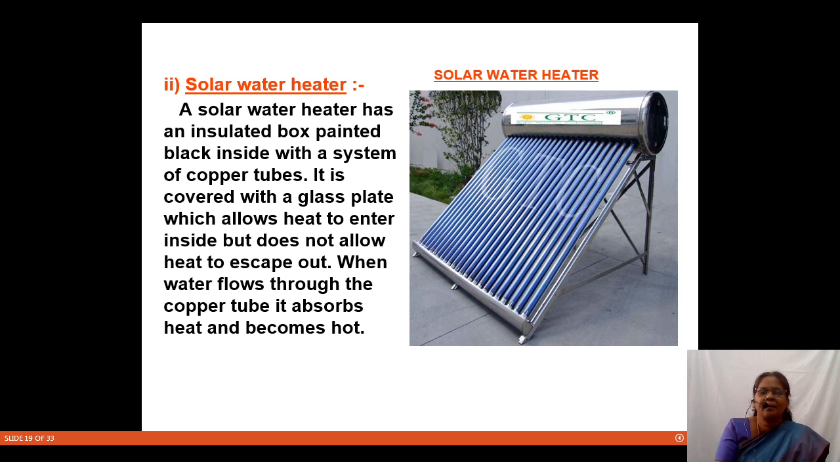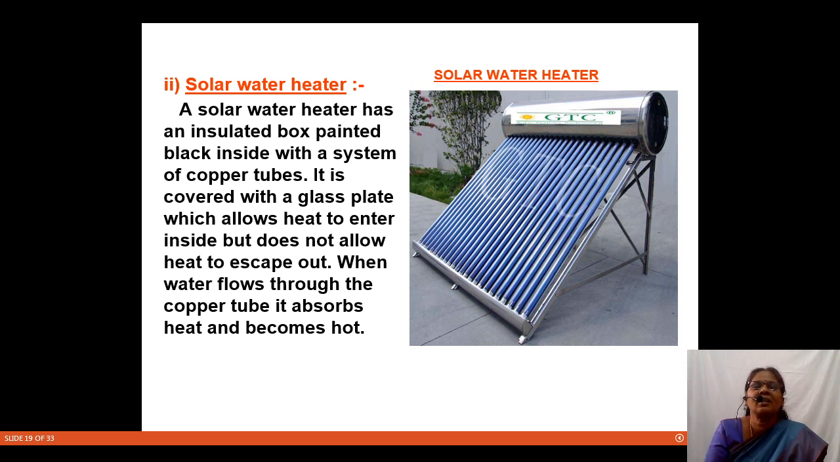One schematic diagram is given here, of a solar water heater. Generally we use the solar water heater to get hot water for taking a bath, or other places where we use hot water, such as soaking clothes. What is a solar water heater?